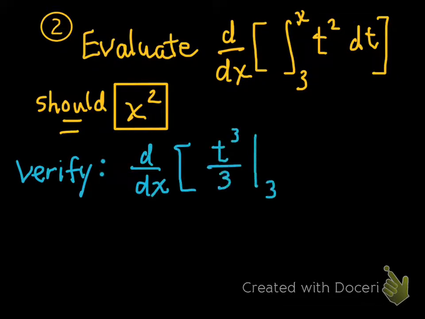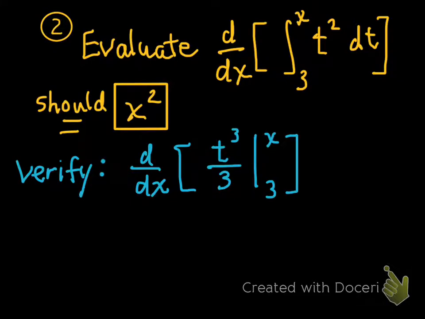Let's take and differentiate the integral. Well, when you take the integral of t squared, that's just a power function. Add 1 to the exponent and divide by the new exponent. Add 1 to 2, you get 3, divided by the new exponent. Divided by 3, and we're going to evaluate this from 3 to x.